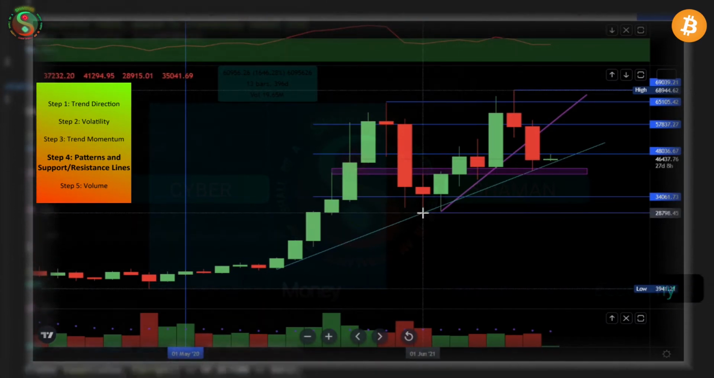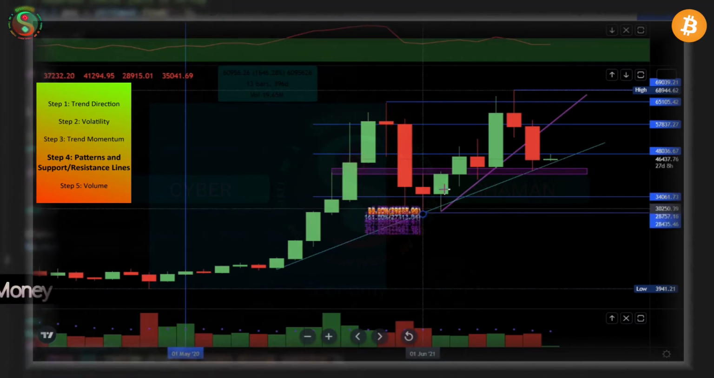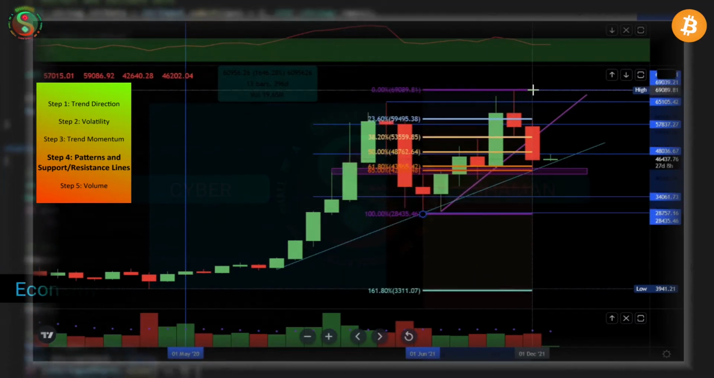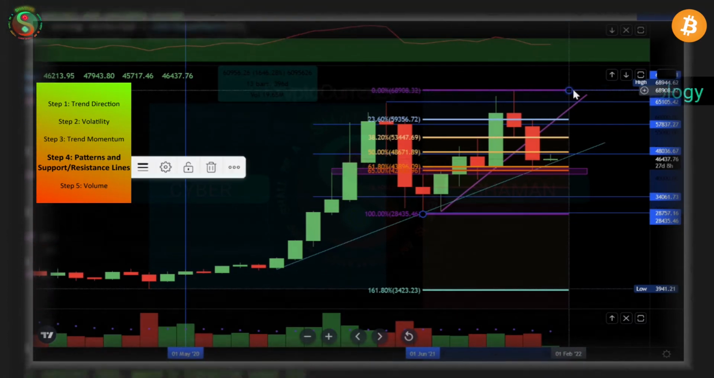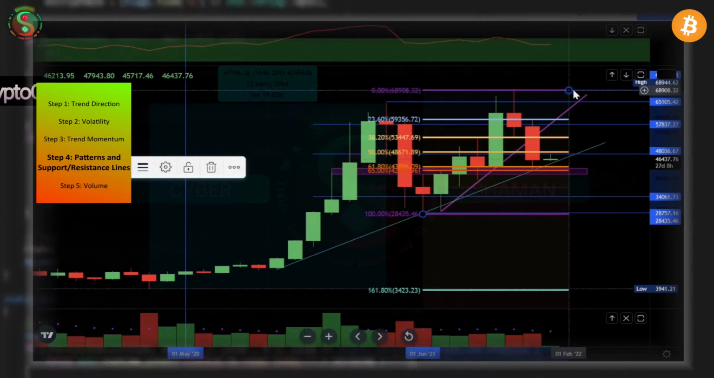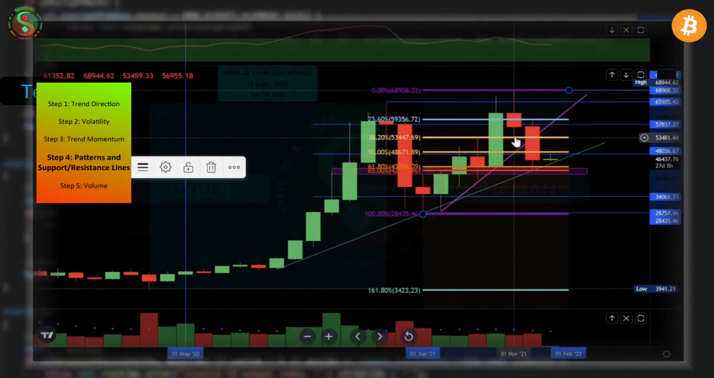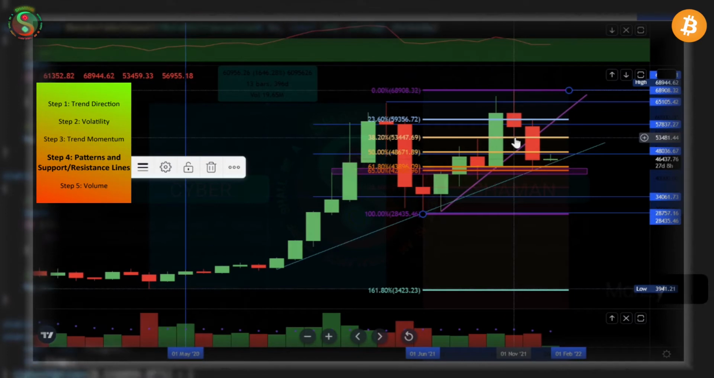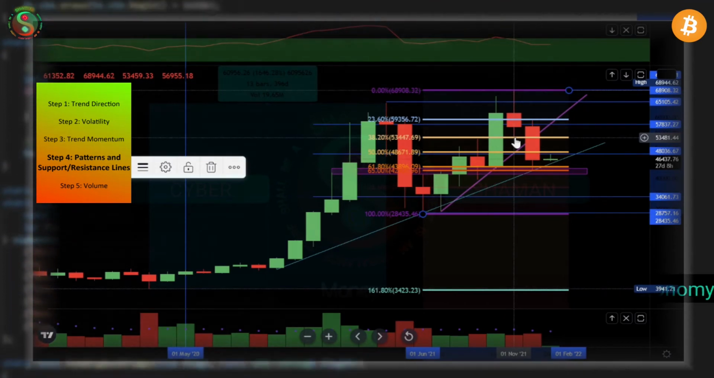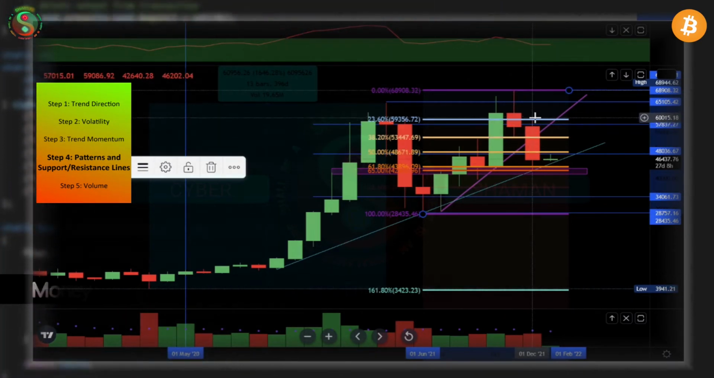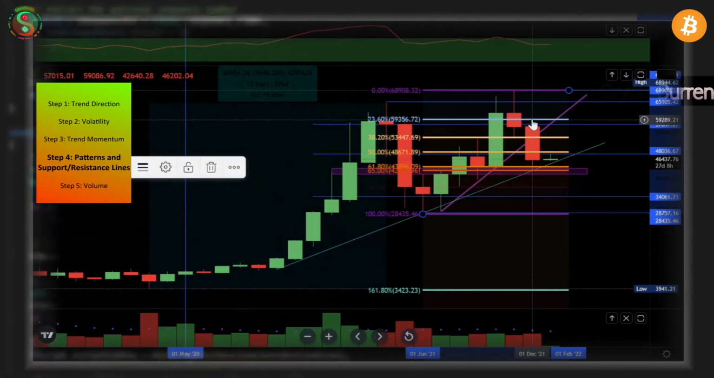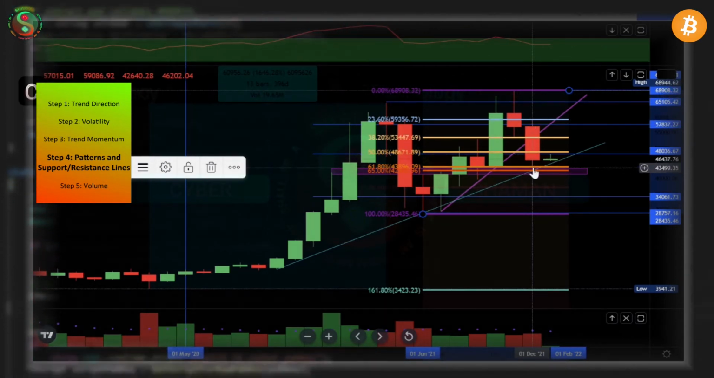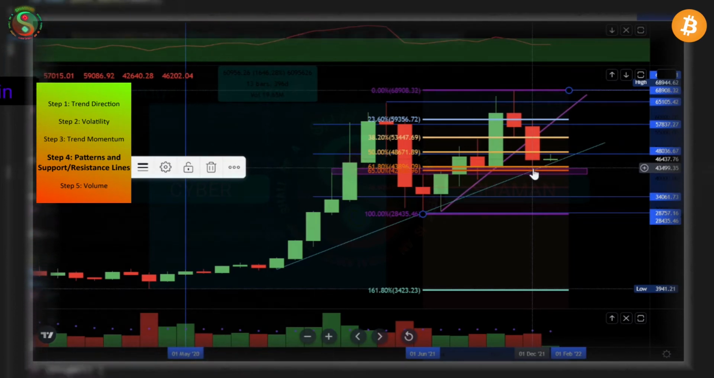Drawing the Fibonacci retracement, we can see a bounce over 53k at 38%, testing the 59k or almost 60k at 23% as the resistance line, and also the golden pocket here as the support line.